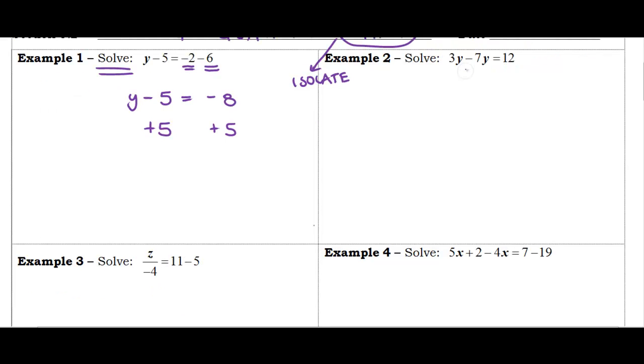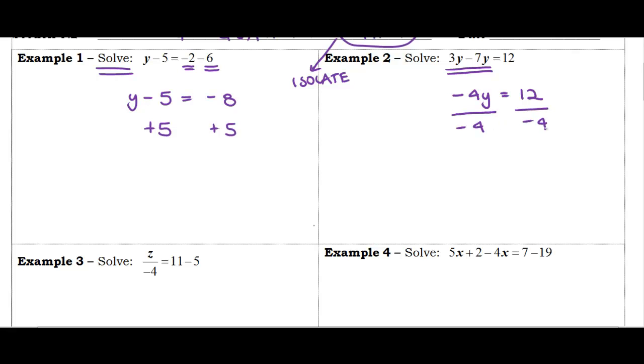All right, so to combine terms here, they're like terms, aren't they? And so I get what? -4y. Good. So we simplify first, and then we isolate. Who do I want to isolate? Y. Who do I want to get rid of? -4. How is it attached? Multiplication. So how do I undo multiplication? Divide.